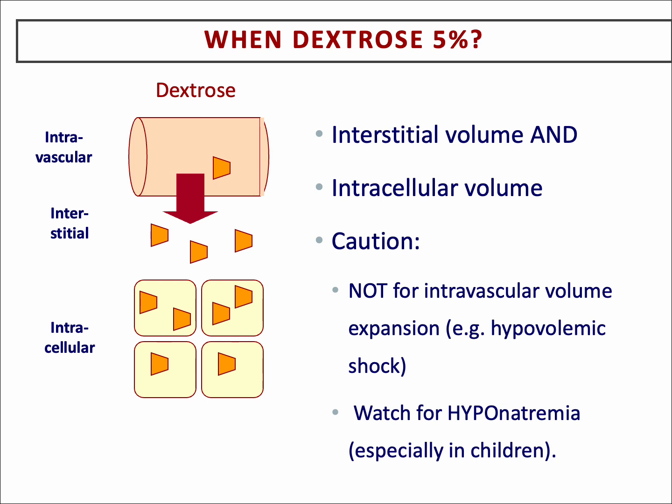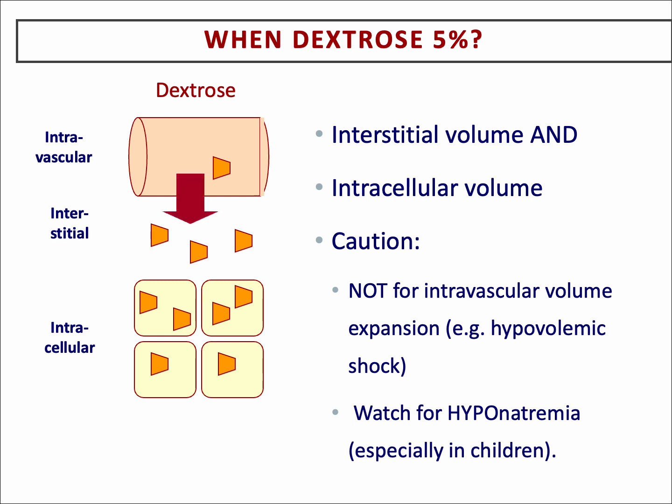D5, pretty much our goal is when we want to see interstitial and intracellular volume. We don't see very much intravascular volume. And we also have to be very careful about dextrose use in children in particular, because in children we can actually see significant hyponatremia. So we watch for hyponatremia whenever we use D5, and we're particularly cautious about how we use D5 or D10 in children and newborns, carefully watching sodium levels for excessive hyponatremia.